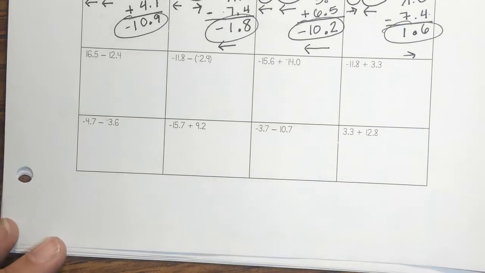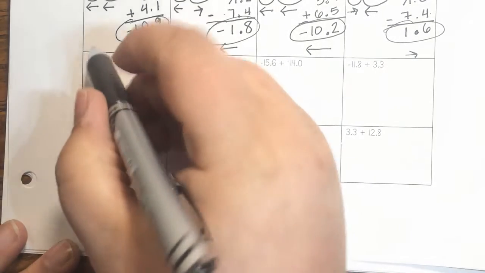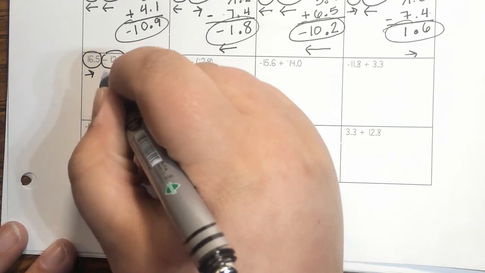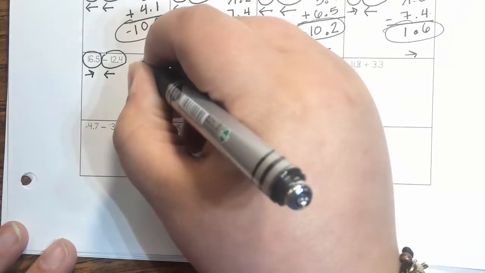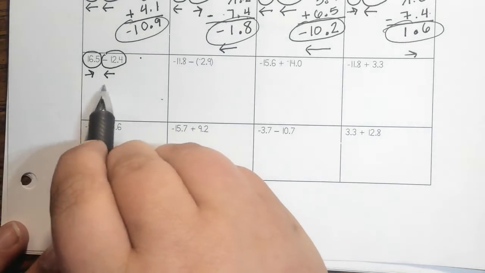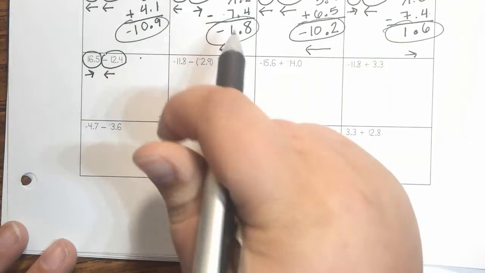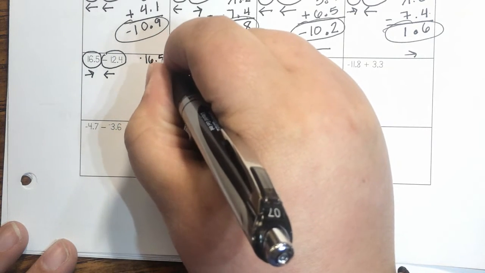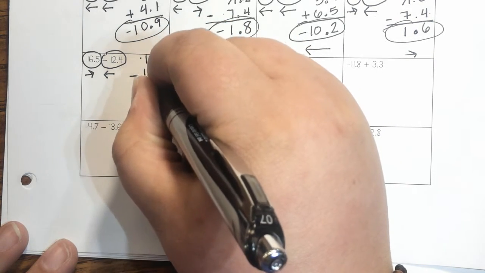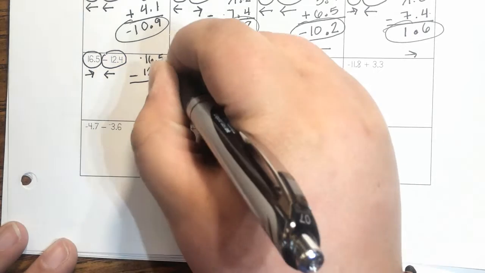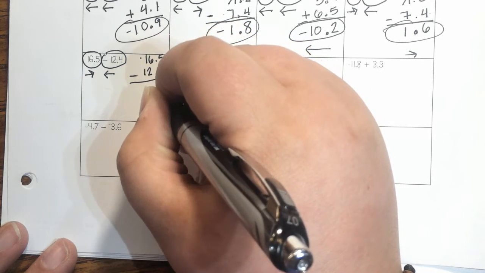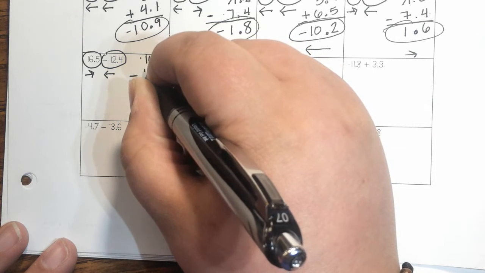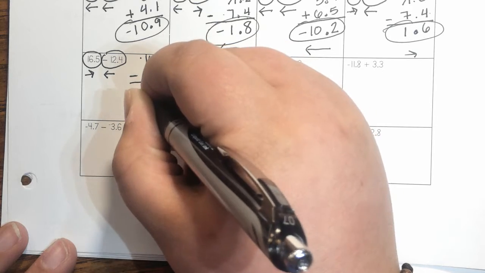Okay. We've got 16.5 minus 12.4. 16.5 is to the right of 0, minus 12.4 is to the left of 0. Those arrows are going in different directions, so I know I need to find their difference, which means to subtract. So I've got 16.5 minus 12.4. 5 minus 4 is 1. 6 minus 2 is 4. 1 minus 1 is nothing, or 0.